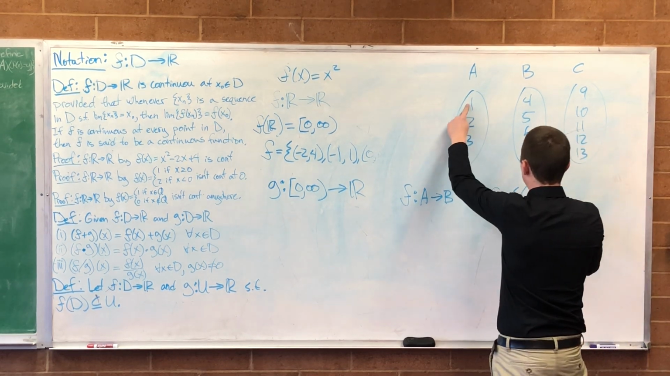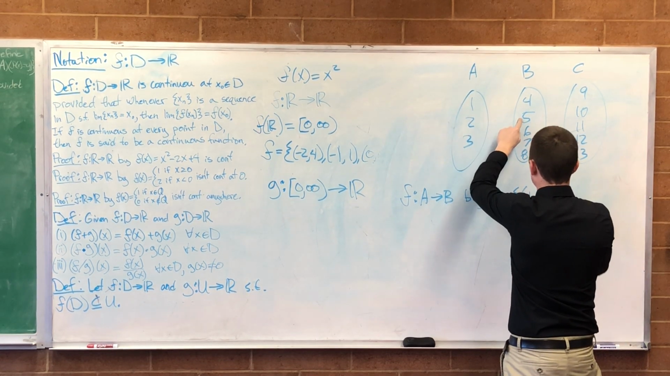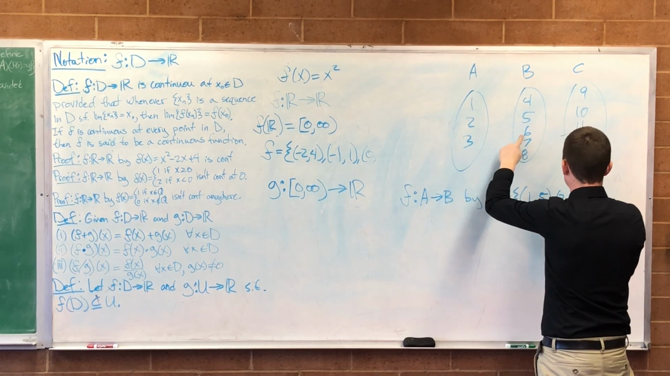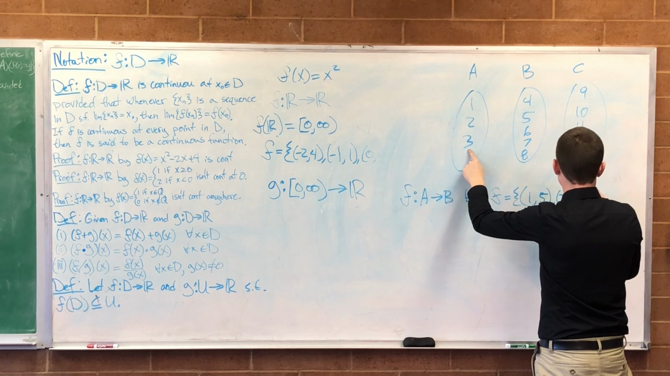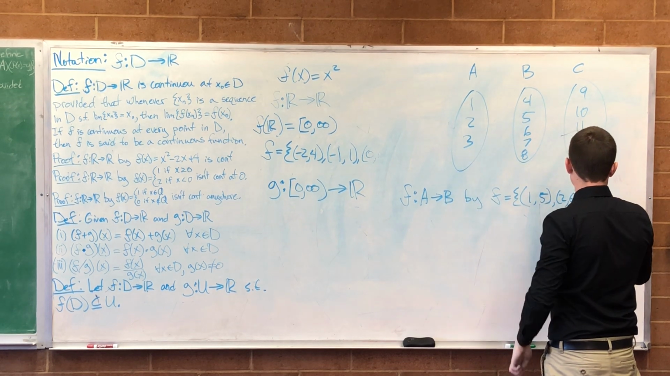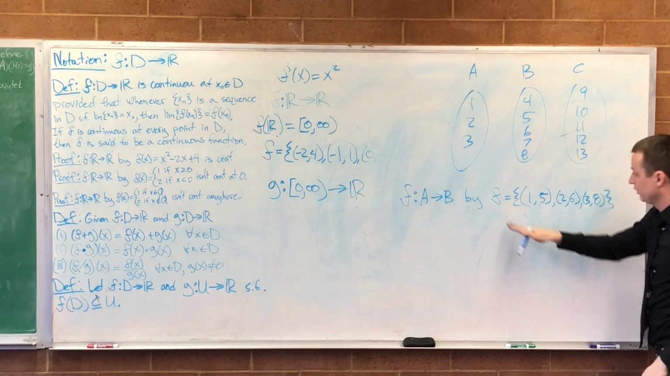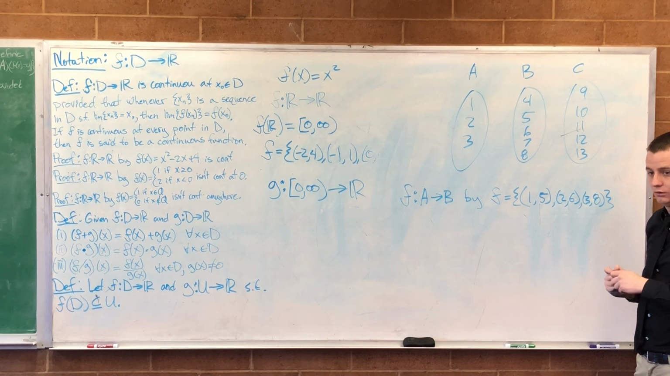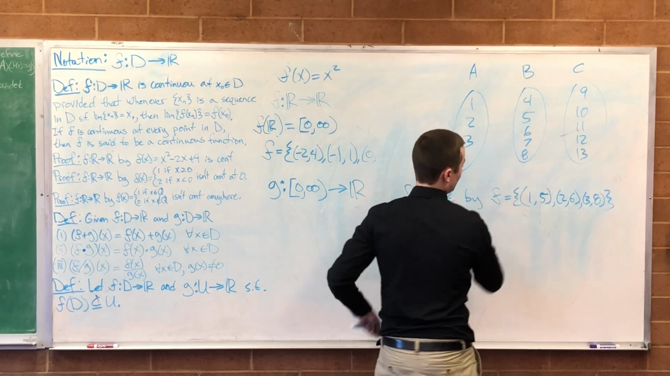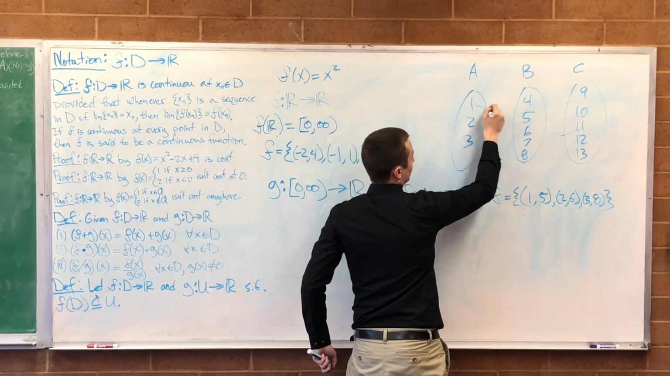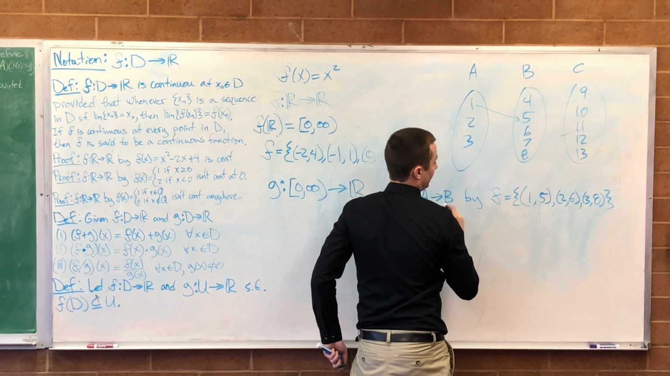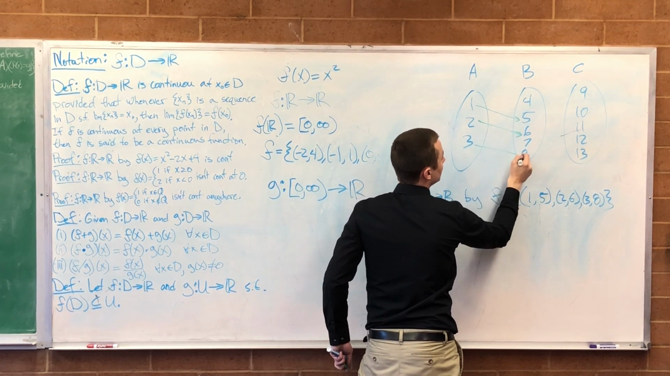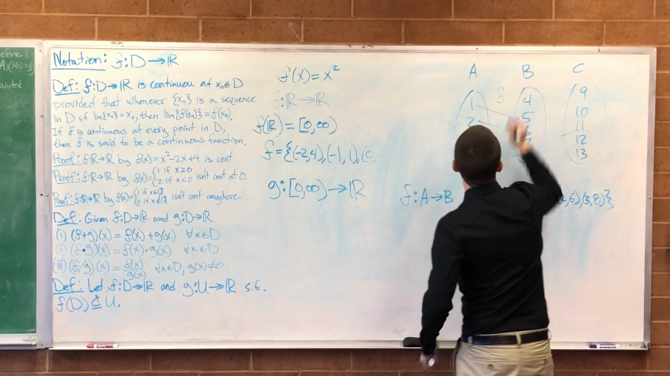So I'll map 1 to 5, I'll map 2 to 6, and I'll map 3 to 8. Okay, here's a function f from A to B. With me so far? And to draw in the values, we mapped 1 to 5 to get it very pictorial. 1 to 5, 2 to 6, 3 to 8. This is f.